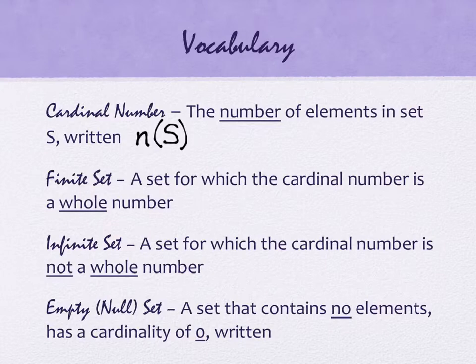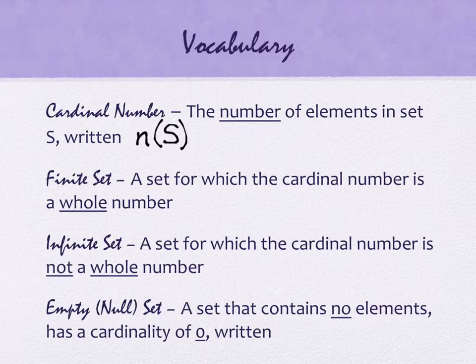Okay, so we're not talking about just a really big number here. We're talking about something that absolutely cannot even possibly be counted. All right, that would be something that would be infinite. So an infinite is a number for which there is not a whole number that marks it.